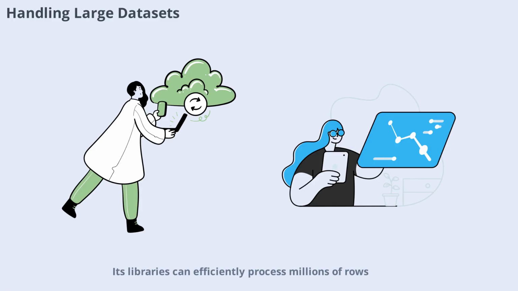Python is designed to work with large amounts of data. Its libraries can efficiently process millions of rows, making it ideal for big data projects. You don't have to worry about your computer slowing down or crashing when you use Python for data analysis. This scalability is a key reason why companies trust Python for their most important data tasks.